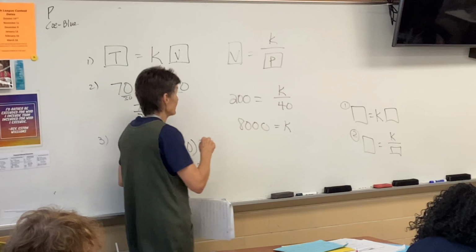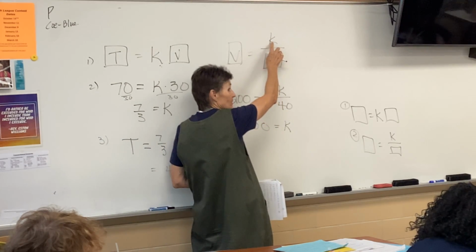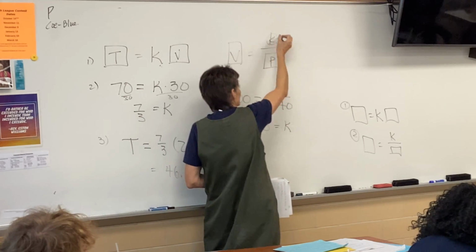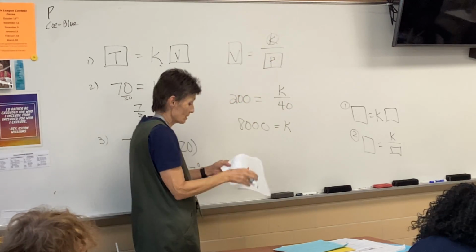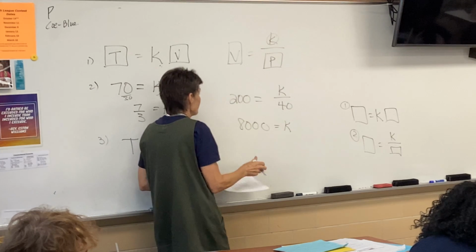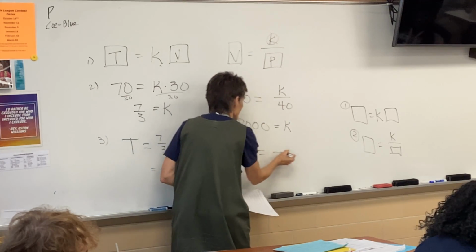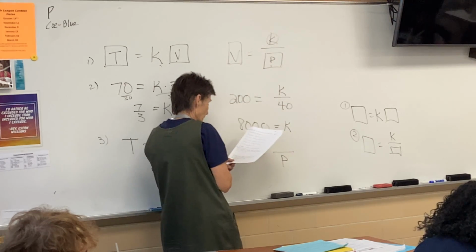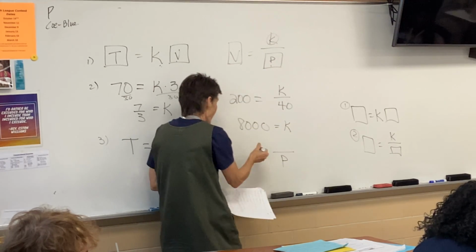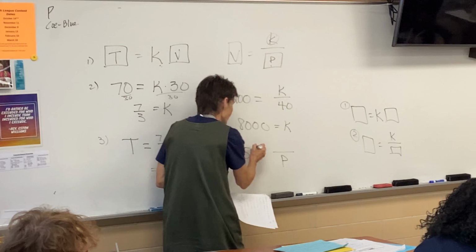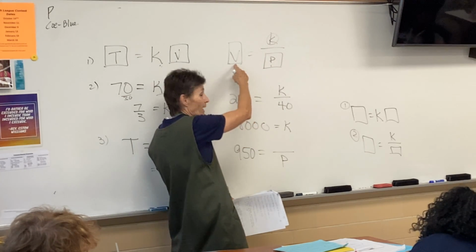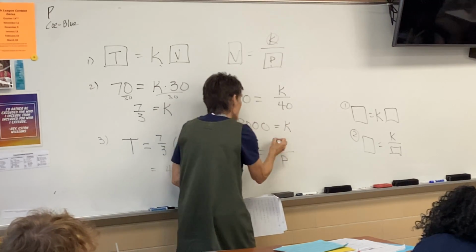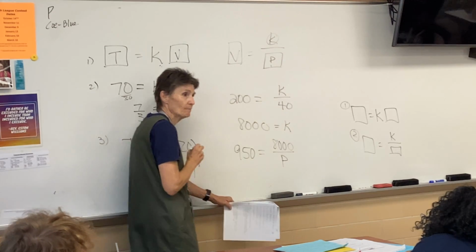Okay. So basically now you know this guy right here. You know K is 8,000. Right? So what does the question say? Find the pressure if the volume is 950, so I'll put 950 here. I don't know what the pressure is, but I know my numerator is 8,000.